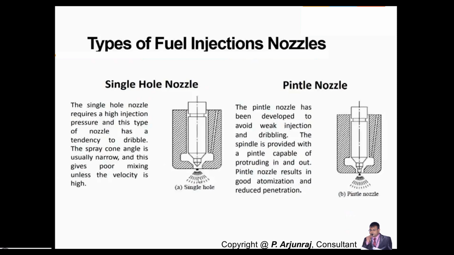So the next one is the pintle nozzle. Here, this pintle nozzle has been developed to avoid dribbling, which is there in the case of single hole, and again to avoid weak injection also. And here, the nozzle is provided with a spindle capable of protruding in and out. You have the spindle which will protrude in and out, and again this spindle nozzle will result in good atomization. The atomization is not good here, whereas good atomization will happen here, and it will also reduce the penetration.